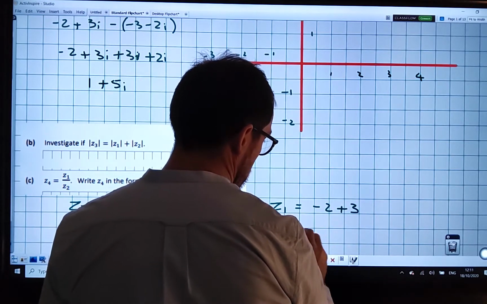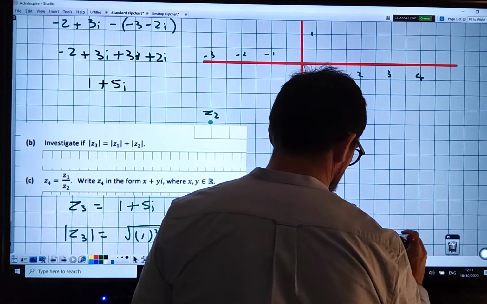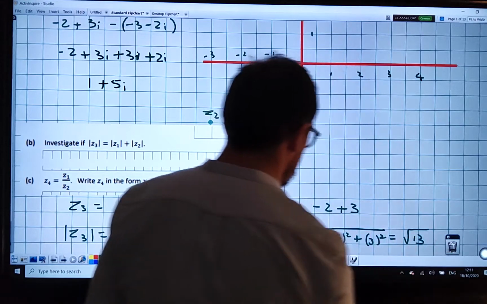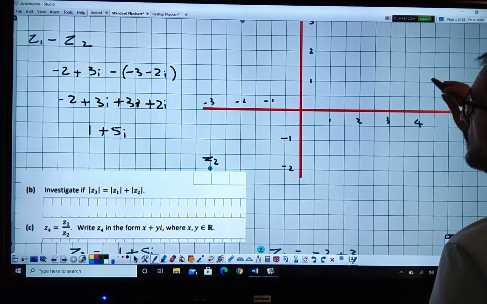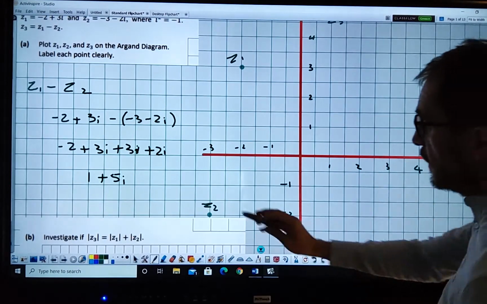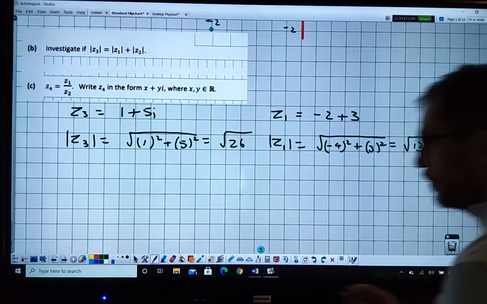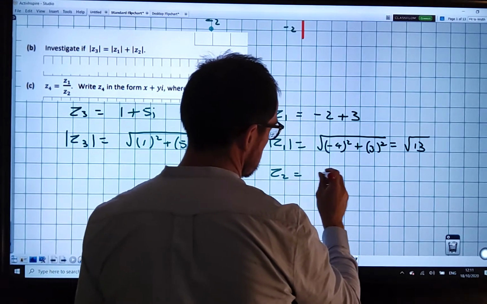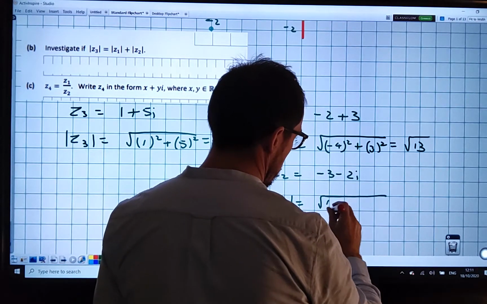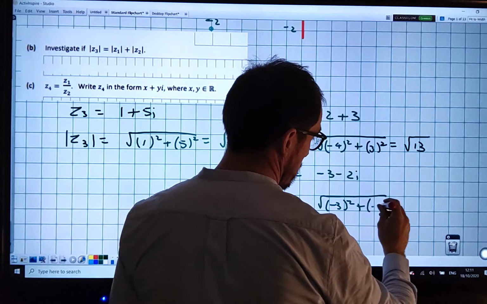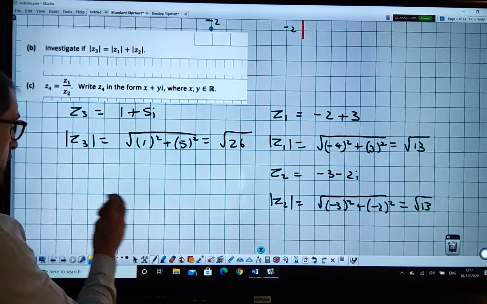So the modulus of Z1 will be the square root of minus 2 squared plus 3 squared, which is equal to the square root of 13. And then if you want to get the modulus of Z2, so we know that Z2 was equal to minus 3 minus 2i. So Z2 is minus 3 minus 2i. So that's equal to the square root of minus 3 squared plus minus 2 squared, which is equal to the square root of 13.